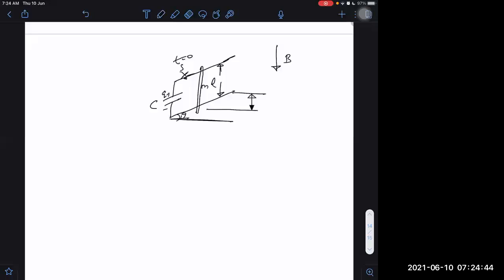Sir, height of wedge, sir. What? Height of wedge, sir. Height of wedge?